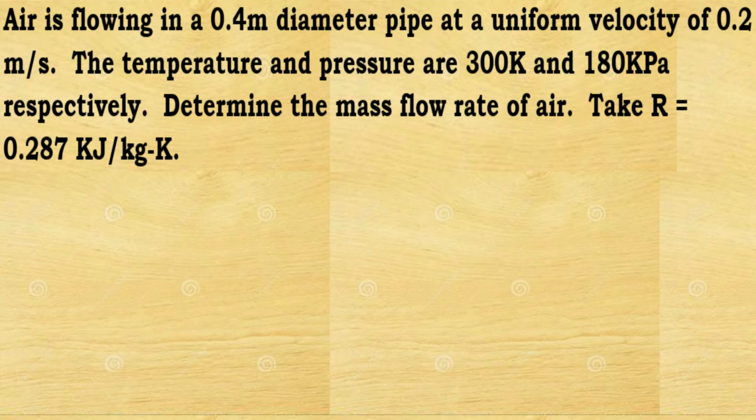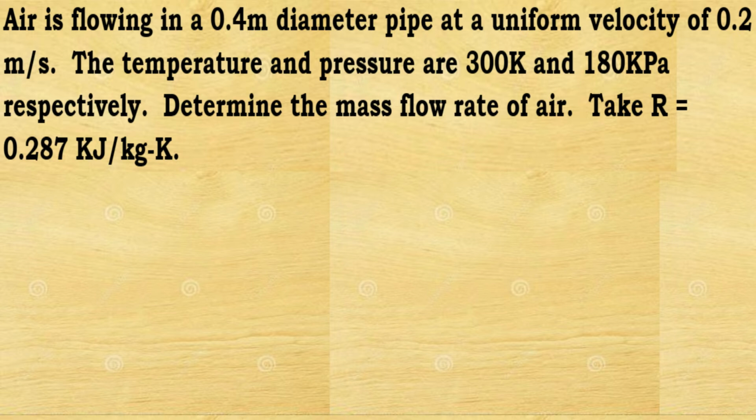Air is flowing in a 0.4 meter diameter pipe at a uniform velocity of 0.2 meter per second. The temperature and pressure are 300 Kelvin and 180 kilopascal respectively. Determine the mass flow rate of air. Take R is equal to 0.287 kilojoule per kg Kelvin.